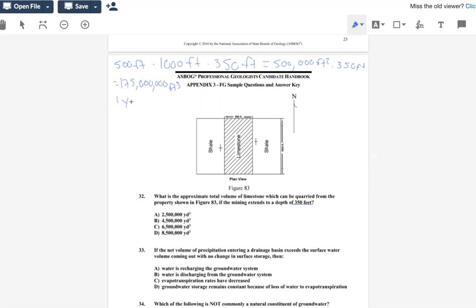So I remember that 1 cubic yard, which is what all these answer choices are in, is equal to 27 cubic feet. So all I have to do is just divide this by 27. What does that get me? So that gets me 6,481,481 cubic yards. And so the closest answer to that, we are looking for approximate, so that's fine, is C.